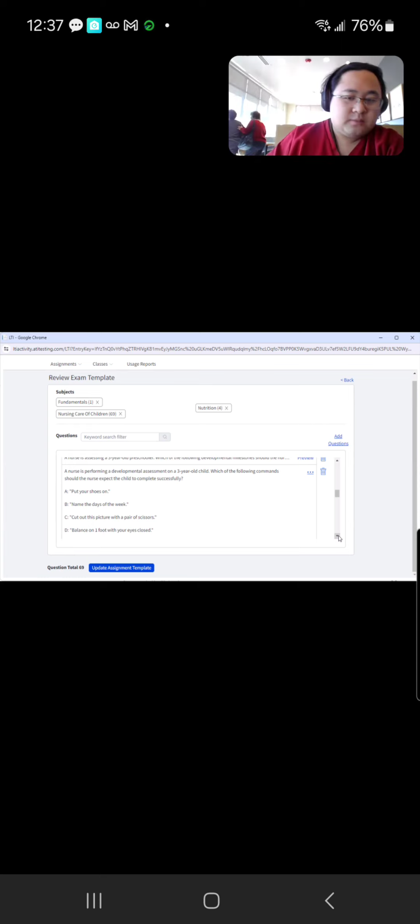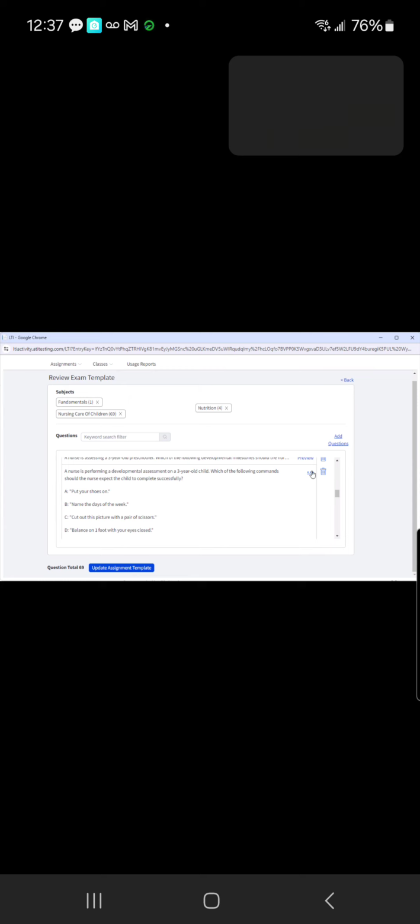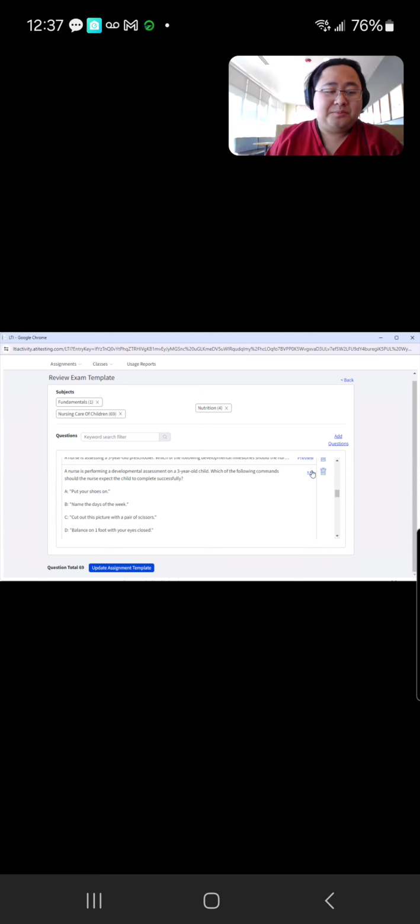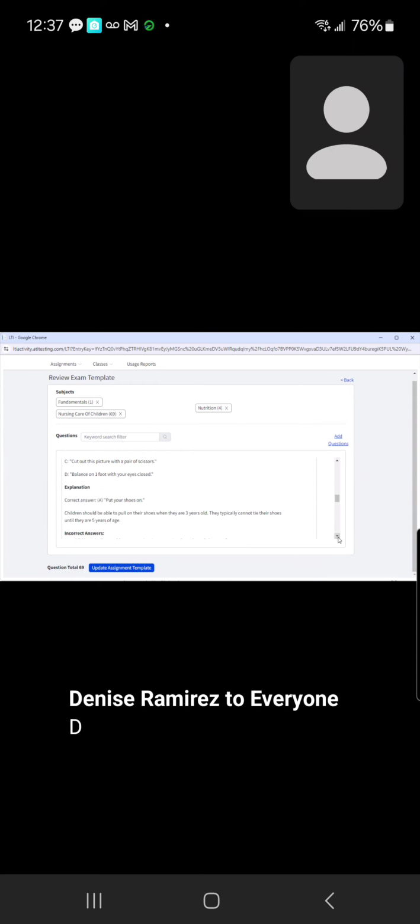So a nurse is performing a developmental assessment on a 3-year-old. What commands should they be able to follow? Put your shoes on. Name the days of the week. Cut out this picture with a pair of scissors. Balance on one foot with your eyes closed. I'll be honest, I struggled with that for years, so I can't blame you. What is it? Anybody? Any takers? Letter A. Put your shoes on. Good. So they cannot tie their shoes, but they can at least put their shoes on.